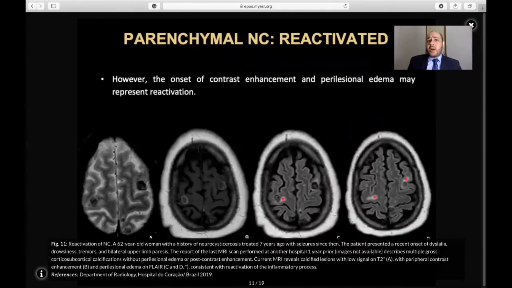However, the onset of contrast enhancement and perilesional edema are consistent with reactivation, as we see in the 62-year-old woman with a history of neurocysticercosis treated 7 years ago with seizures since then. The patient presented a recent onset of dyslalia, drowsiness, tremors, and bilateral upper limb paresis.